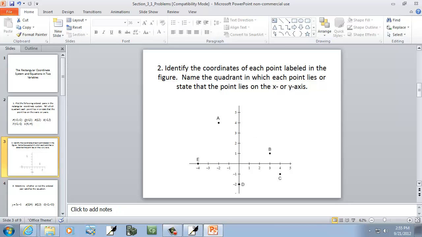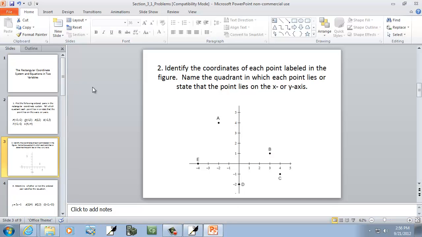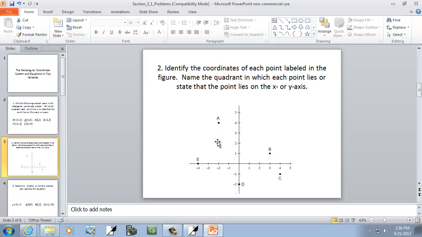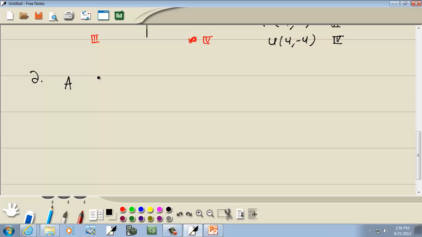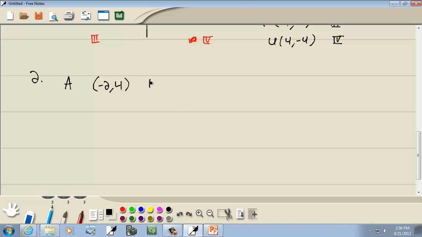Let's look at 2 here. It says, identify the coordinates of each point labeled in the figure. Name the quadrant in which each point lies, or state the point lies on the x or y axis. So let's start with A first. If I go straight down, that'll tell me what my x value is, which is -2. And if I go to the right, that tells me my y value, which is 4. So this will be -2, 4. And remember, this is first quadrant, and that's second quadrant. So this would be quadrant 2.